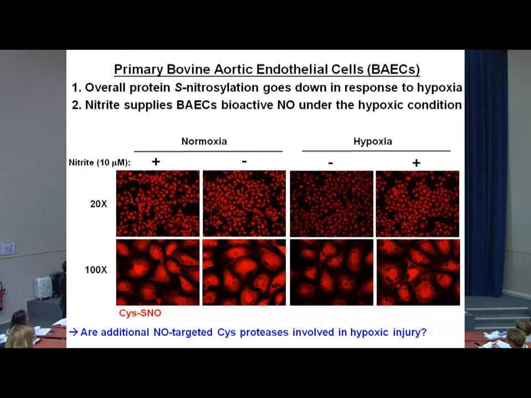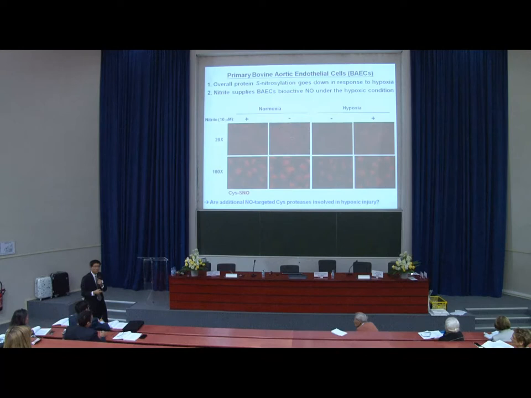Are additional NO-targeted cysteine proteases involved in hypoxic injury? I guess more than proteases, there should be other things, perhaps including phosphatases, also involved in this process. But I don't have any time to show you the mass spec approach today, so hopefully sometime soon I can present some new data and tell you more targets of cysteine-mediated enzymes in this context.